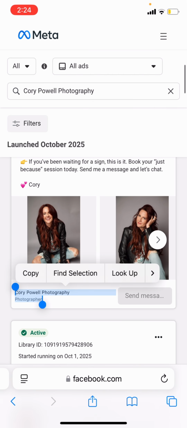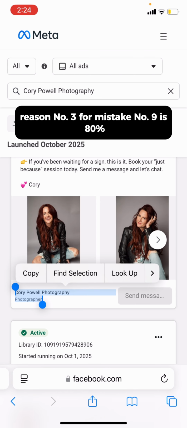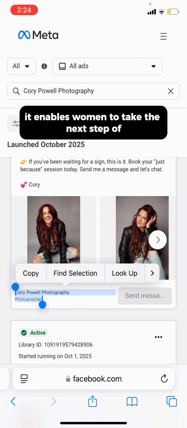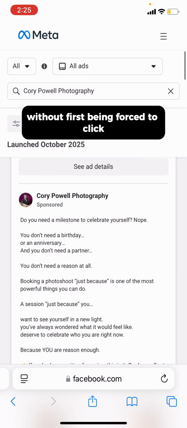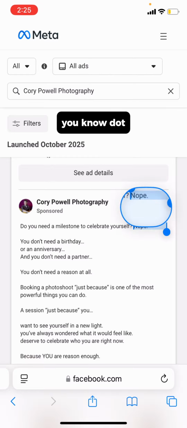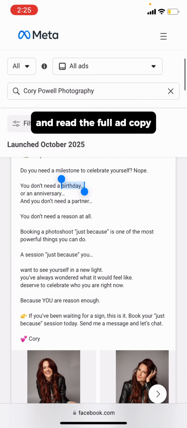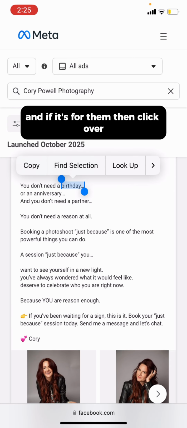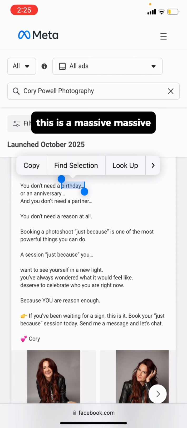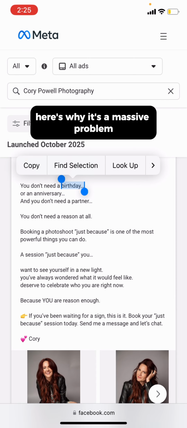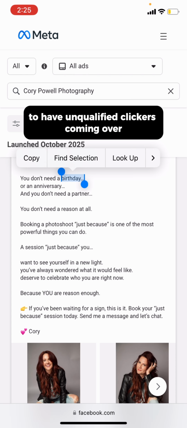Now the third reason for mistake number 9, 80% of the reason for mistake number 9, is this. Any text underneath the creative, any button, enables women to take the next step of an ad, go to the next page, without first being forced to click See More somewhere here on the right, and read the full ad copy, become fully pre-qualified, and if it's for them, then click over. This is a massive, massive, massive problem that basically no one knows about. Here's why it's a massive problem: to have unqualified clickers coming over.